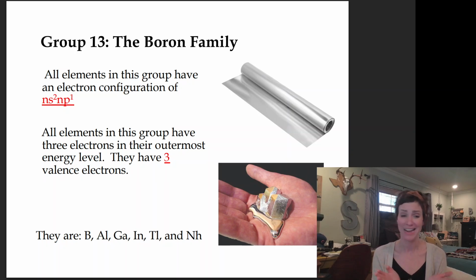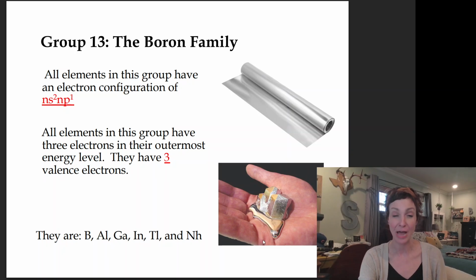But my group 13, I'm going to call it the boron family, just so you know, that starts with boron and everybody below it. The main thing that they have in common is all elements in that group have an electron configuration of ns2 np1, because boron's family is one place into the p block. So as a result of that, with ns2 np1, the elements in this group have 3 valence electrons. And this is a picture of gallium from the Mendeleev video. Yes, gallium will absolutely melt in your hand. It is a metal with a very, very low melting point, which is super exciting.